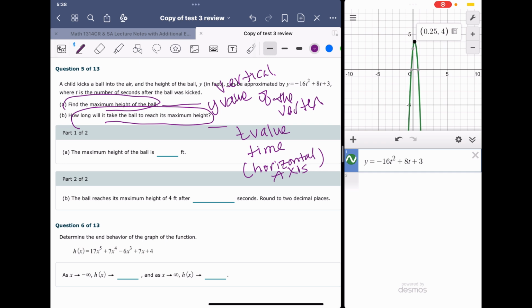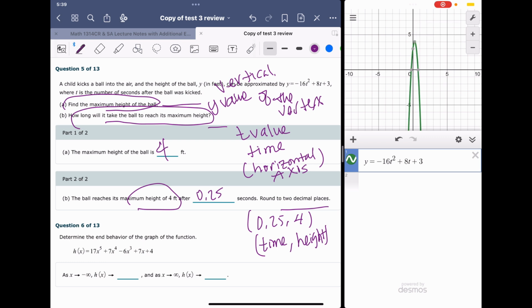So the maximum height is gonna be 4 feet. The ball reaches a maximum height of 4 feet. It even tells you the answer. After blank seconds, round to 2 decimal places, 0.25. So read that. The vertex was 0.25, comma, 4. So it was time and height. Those are the values of these ordered pairs on this parabola.